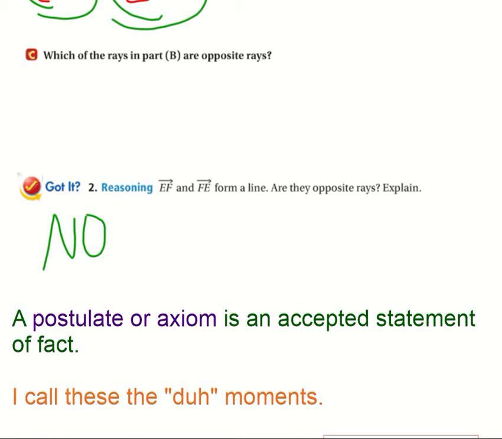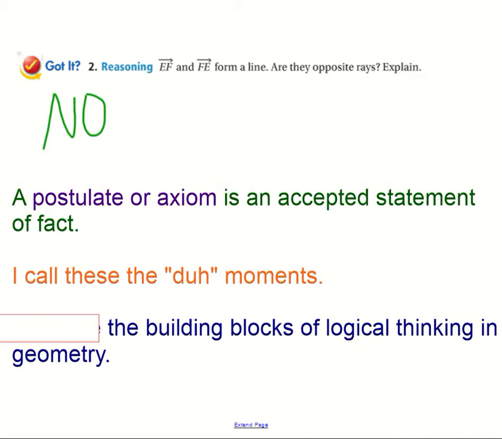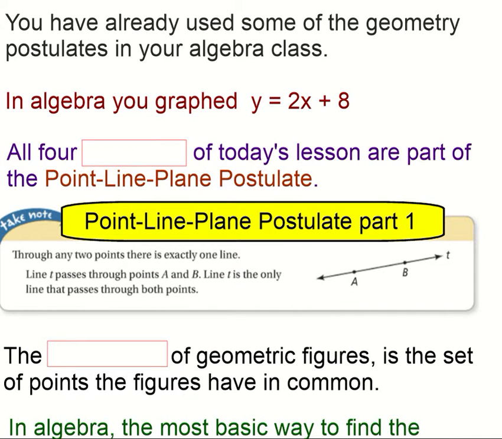So a postulate or axiom, this is the next thing we're going to talk about. These are accepted statements of fact. I call these duh moments. A lot of them are pretty much things that you would expect. And they are the building blocks of logical thinking in geometry. So let's come up with some postulates and axioms. So you've already used some postulates and axioms in your algebra class. When you graphed a line like y equals 2x plus 8, that was using a postulate.